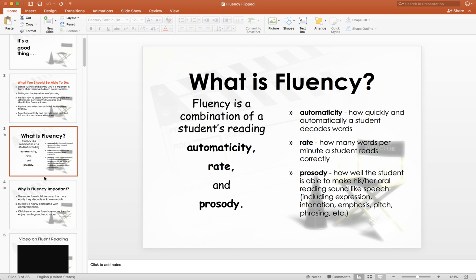The next one is rate, and that means how many words per minute a student reads correctly. And then the last one is prosody. And prosody is how well a student is able to make his or her oral reading sound like speech, right? So prosody includes expression, intonation, emphasis, pitch, phrasing. Prosody is super important and often forgotten by many teachers when they assess fluency. It's not just rate, that prosody plays a huge role in fluency.